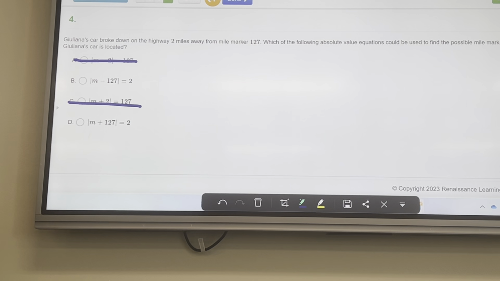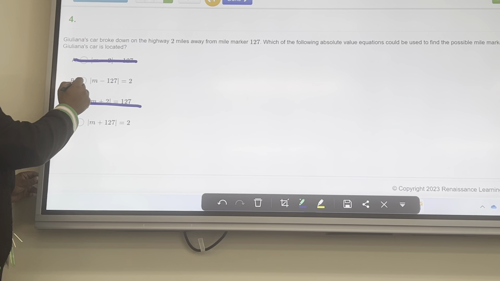So now I need to figure out which one is giving me a mile marker of 127. Well, let's think about this. When I actually go through and take it out of the absolute value, which one of these gives me a positive 127? Is it going to be the minus 127 or is it going to be positive 127 when it's inside absolute value? The correct answer should be B.